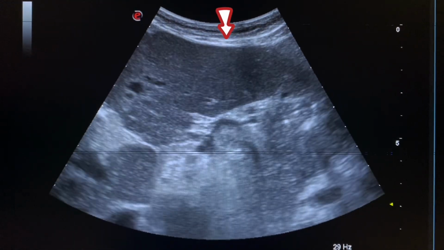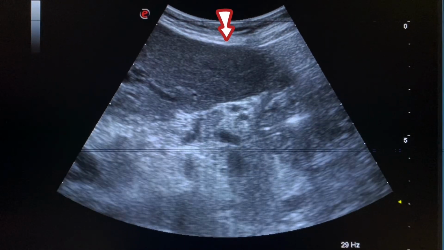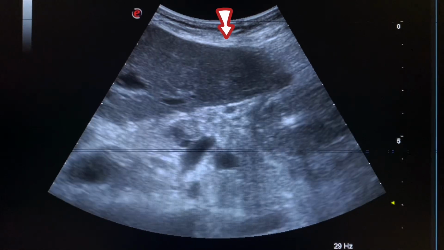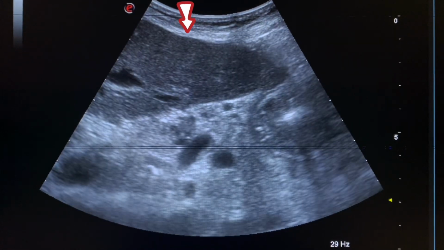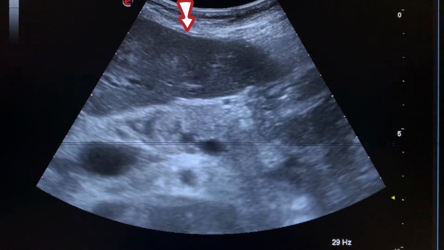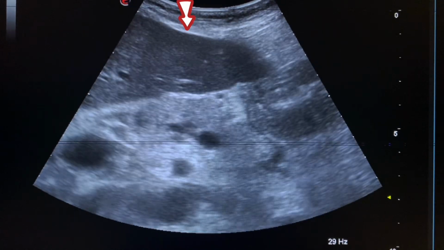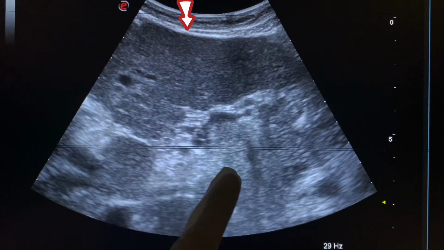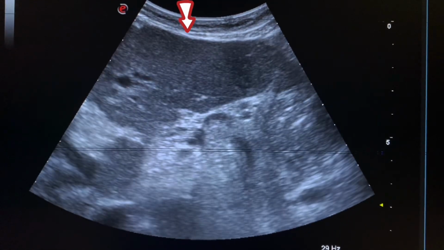Now we start scanning of the abdomen using a convex probe, placing it at a transverse position at the epigastrium. Here we see the left lobe of the liver. Here we see that the left lobe of the liver shows decreased echogenicity, and the margins of the liver are also irregular.